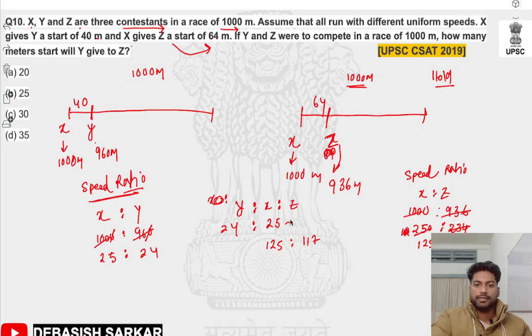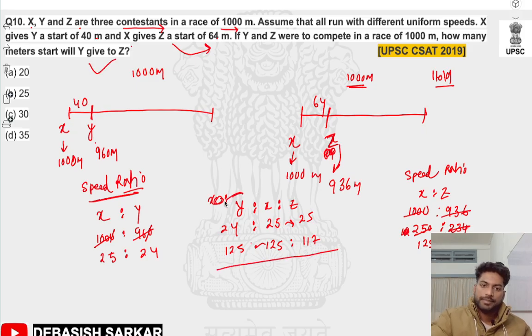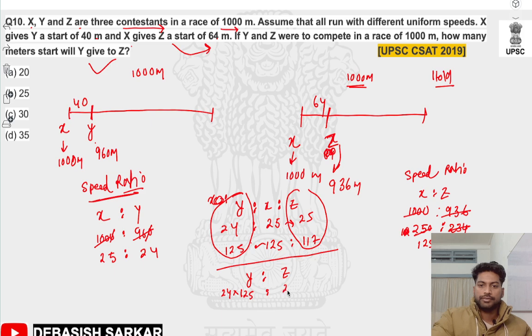Okay, fill with the neighbors, that is 25. Here fill with the neighbors, that is 125. Okay, now see the ratio of, अच्छा, they are asking about y and z. So now see the speed ratio, y speed this one and z speed this one, they will be multiplying. So we can say y is to z equals to 24 into 125 is to 25 into 117.